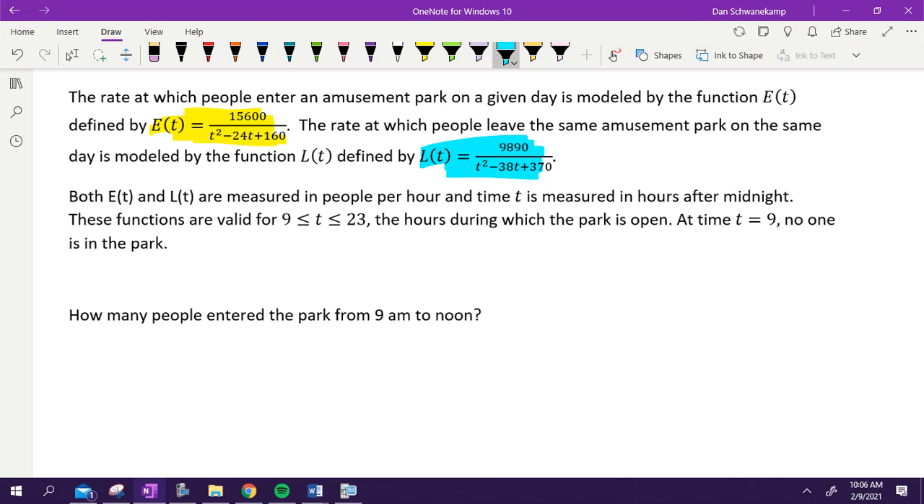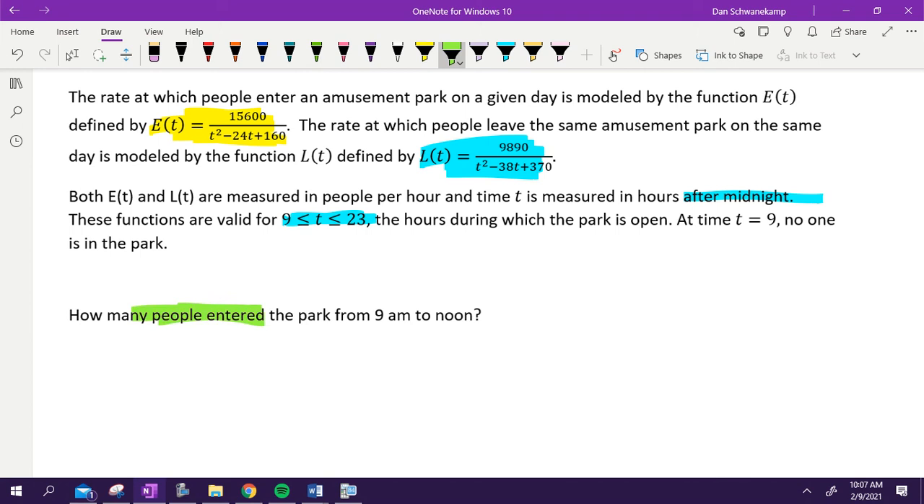It's in hours after midnight. This is valid from 9 to 23. Basically, those are the hours that the park is open. At time t equals 9, no one is in the park. How many people entered the park from 9 a.m. to noon? Show me setup. What are they asking about in the question? We want to know how many what? People entered. Not a rate, but an amount of people.